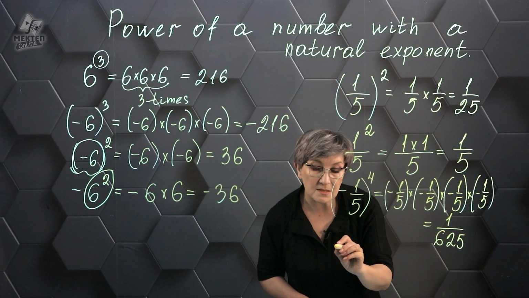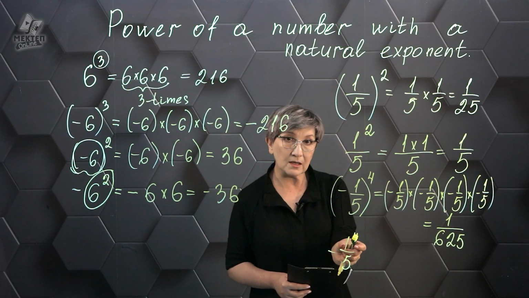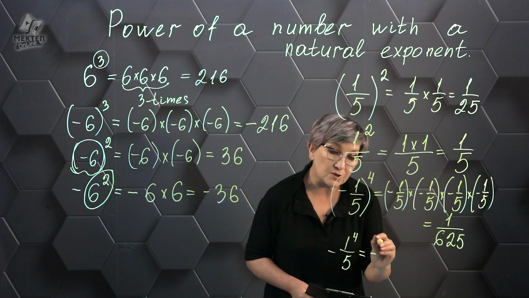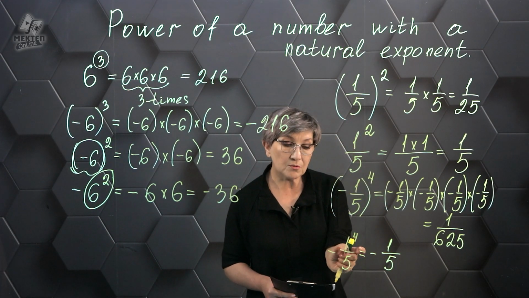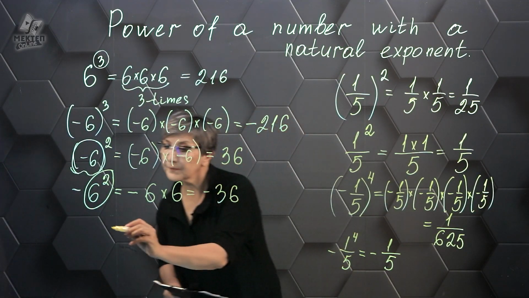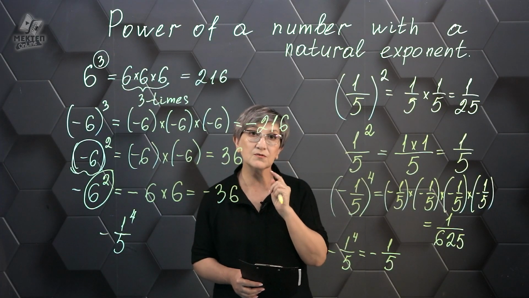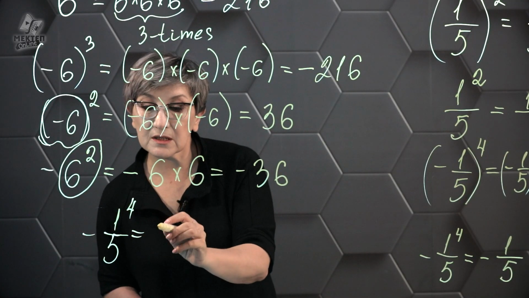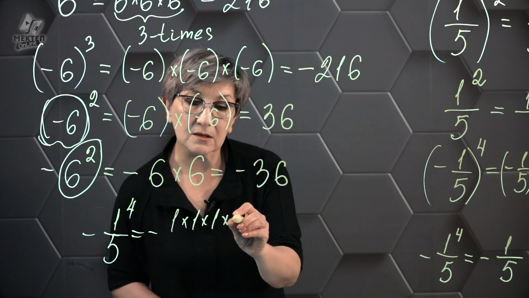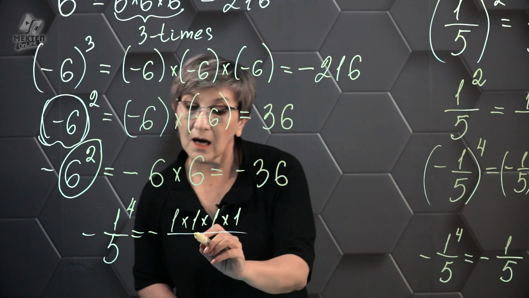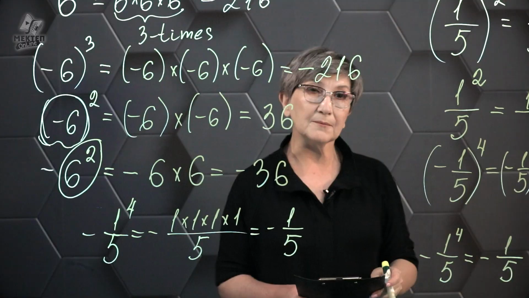And if you write down minus 1/5 to the power of 4 with only the 1 raised to the power, then the answer is minus 1/5. Why does this happen? The fact is that in this entry, minus 1/5, only the one unit is raised to degree 4. That is, in order to solve this example, we must write down 1 multiplied by 1 multiplied by 1 multiplied by 1, 4 times, and rewrite the number 5. The result is minus 1/5.